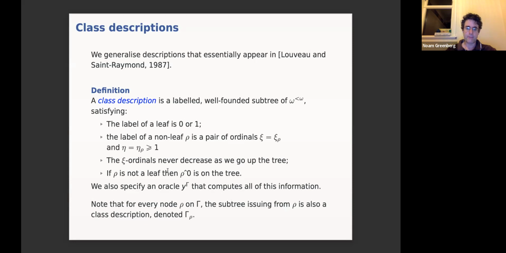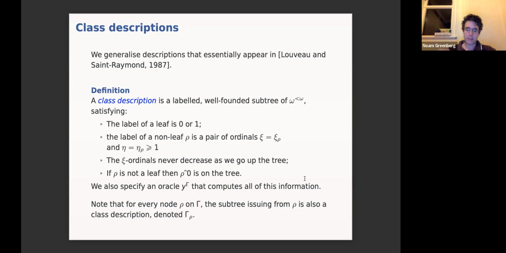And if rho is not a leaf, then at least we have some specialized child, which we guarantee is on the tree. And to top it off, there's an oracle y gamma accompanying the class that computes all of this information. I'm really not going to talk too much about this business of the oracles. I wanted to put it there so that the definition is close to the truth.